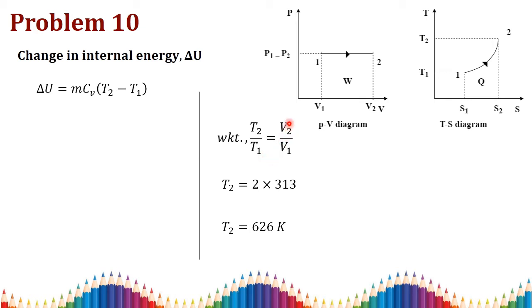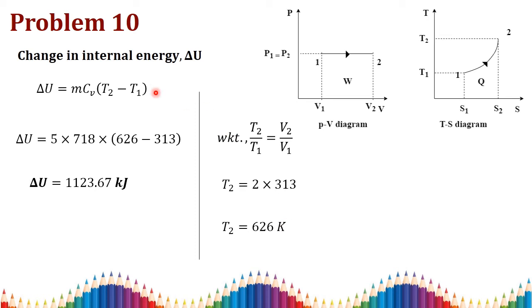I know that V2 by V1 is 2, that is V2 is equal to 2 times V1. I am bringing the V1 to the left hand side denominator, then the equation becomes V2 by V1 is equal to 2. I am substituting that value. Then T1 is 313, so I can obtain T2 is equal to 626 Kelvin.